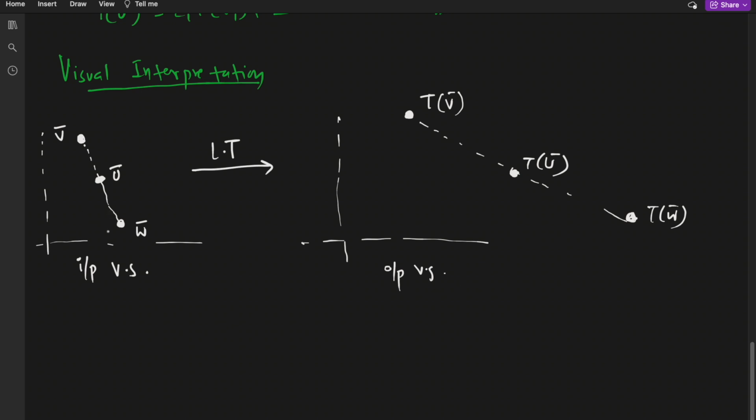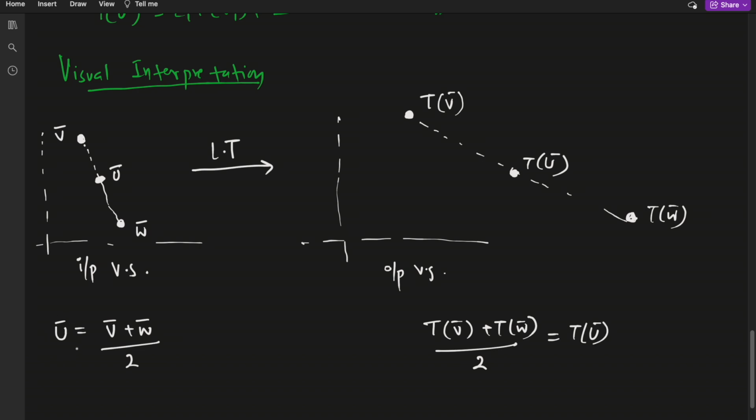So for example, in this case, the middle point U is nothing but the midpoint of V and W, right? And the midpoint of TV and TW is this, right? So linearity does not just say that every point on the input line goes onto the output line, but it also adds one more thing which is even more important. It says that equally spaced points in the input space go to equally spaced points in the output vector space. So you see that in input vector space, U is the midpoint of V and W. In output vector space also, TU is the midpoint of TV and TW.